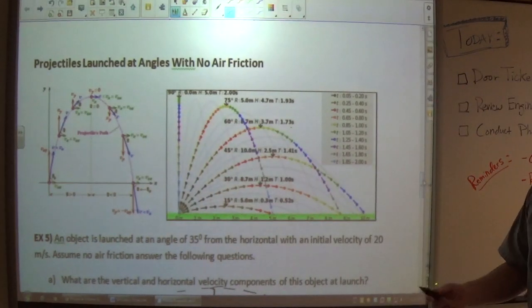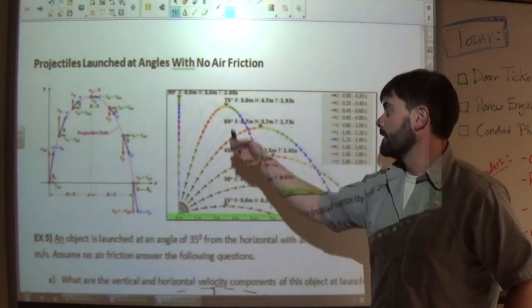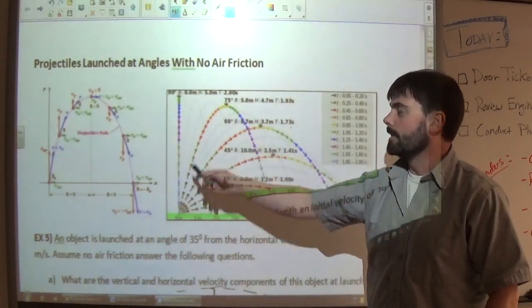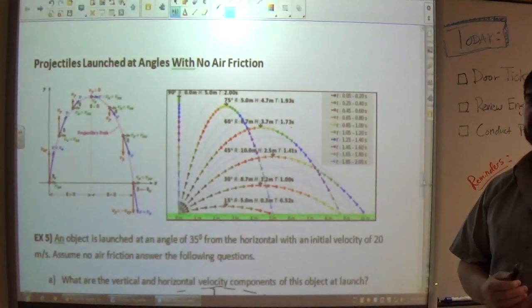You can do this with all sorts of combinations of numbers, 15 and 75. You could do 1 degree and 89 degrees and vice versa. And in theory, it should all work out to be the same.